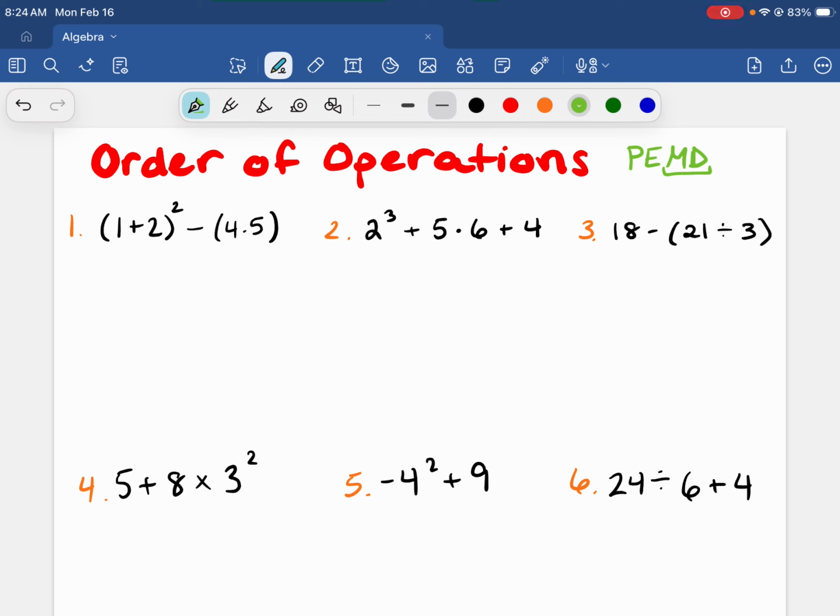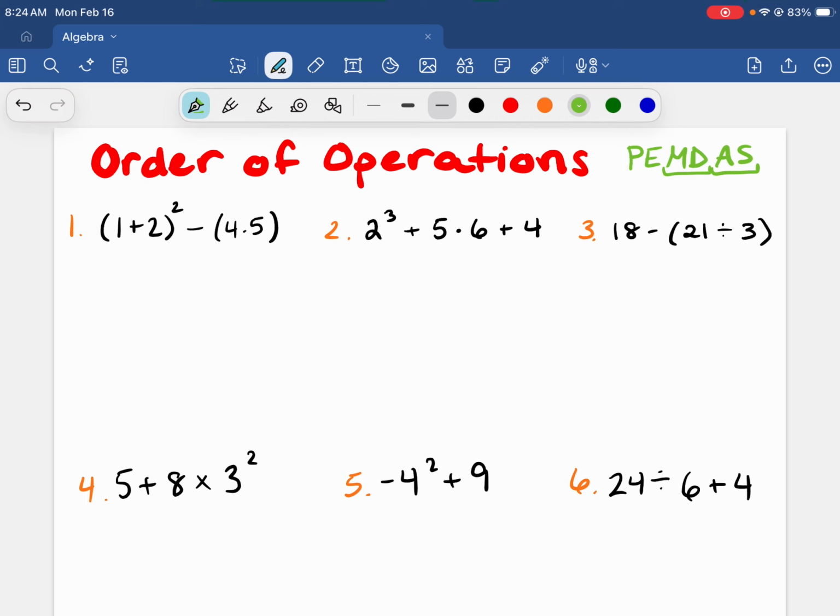When we do multiplication and division, multiplication does not have to come before division. Sometimes division can come first. That depends on what's on the left and what's on the right side, and we can get more into that later. And then lastly, we're going to do addition and subtraction, and those go together as well. So subtraction could come before addition.